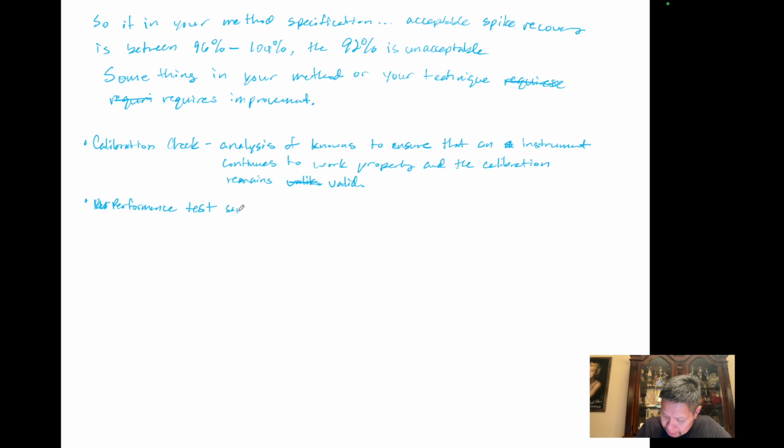Performance test samples. What are those? These are also known as quality control or blind samples. We use those a lot when we test proficiency in not just the instruments, but also in the lab techs as well, right? We'll give them unknowns that we know what the answers are already, and we check to see whether or not their performance is up to snuff.